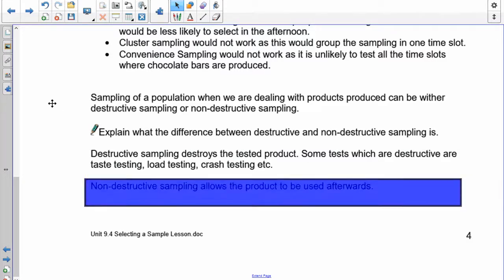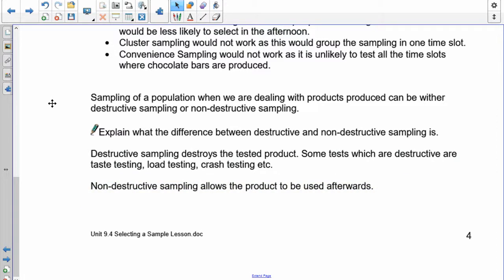Now, non-destructive would be ways where you allow the product to be used afterwards. So this could be something like tolerance testing. You're measuring the size of something coming out of a plant. You want to make sure that they're all the proper size. You're not destroying it. You measure it, and it can go on and be used later.